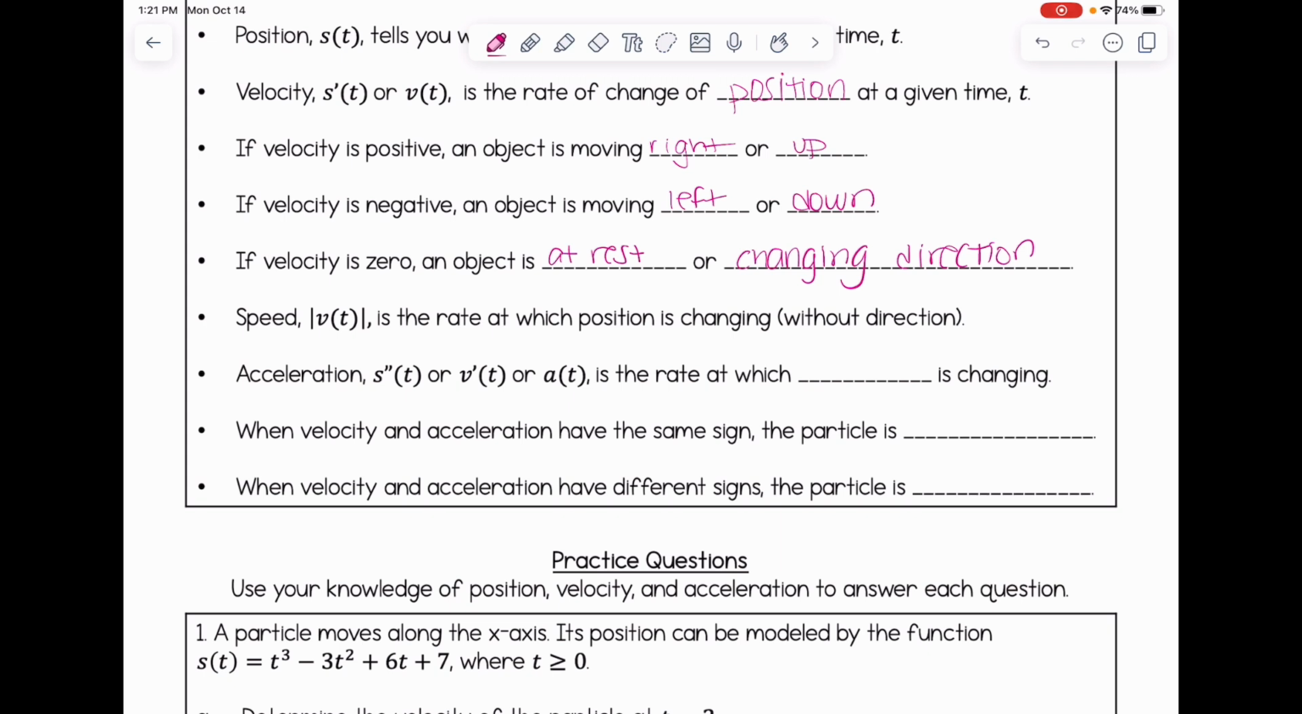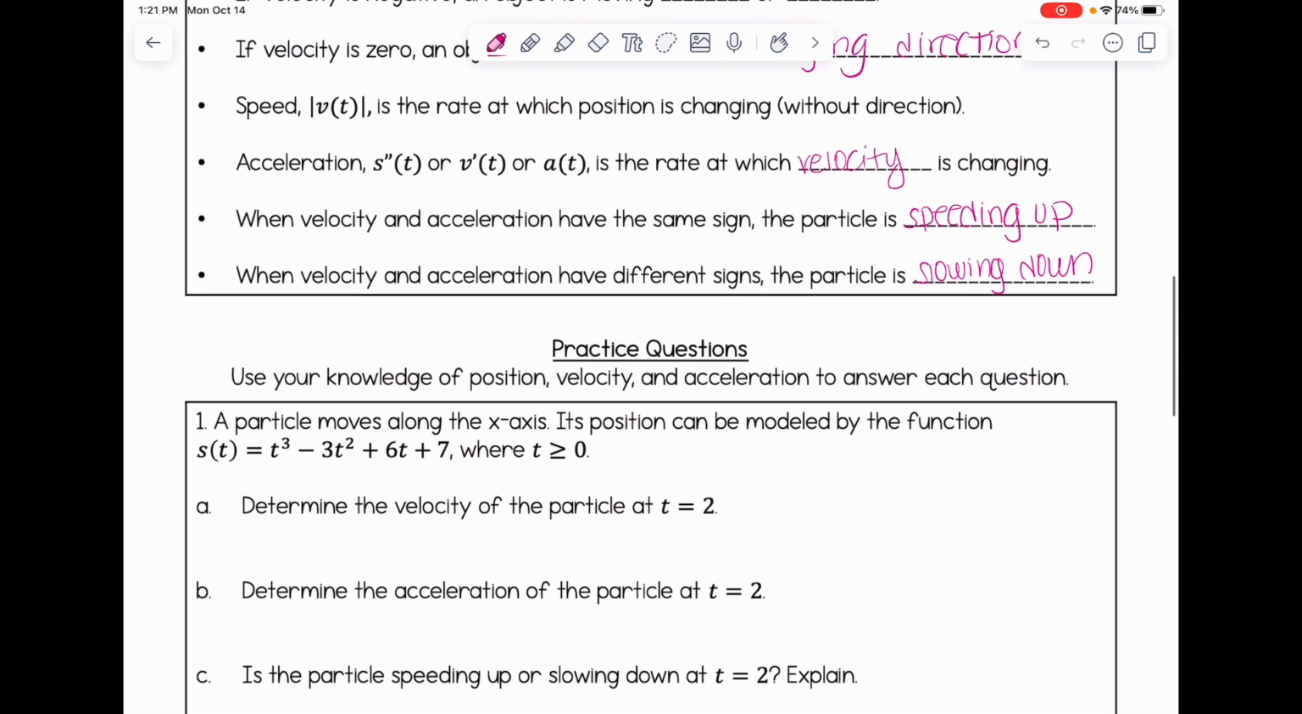Acceleration is the second derivative of position, or the first derivative of velocity. So we're going to say that that's the rate at which velocity is changing, thinking about if you accelerate while you're driving a car. When velocity and acceleration have the same sign, the particle is considered to be speeding up. Whereas if velocity and acceleration have different signs, the particle is slowing down.